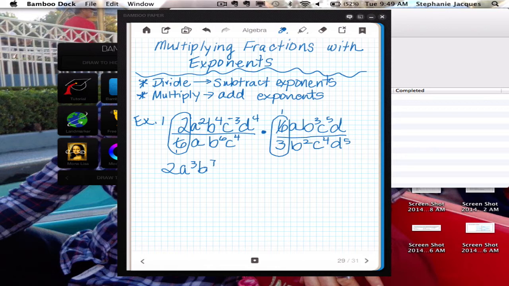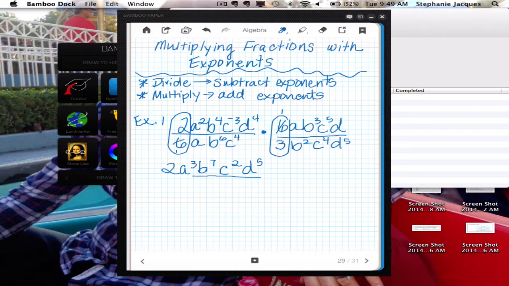And then I have a c to the negative 3rd and a c to the 5th. So remember, when you're multiplying, you add your exponents. So you have 5 plus negative 3, which would give you 2. So I have c to the 2nd. Then I have d to the 4th and another d, so that's d to the 5th.